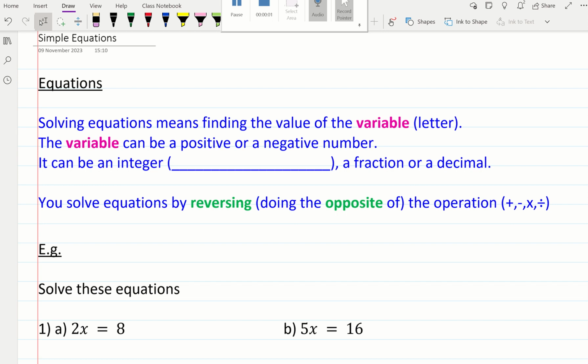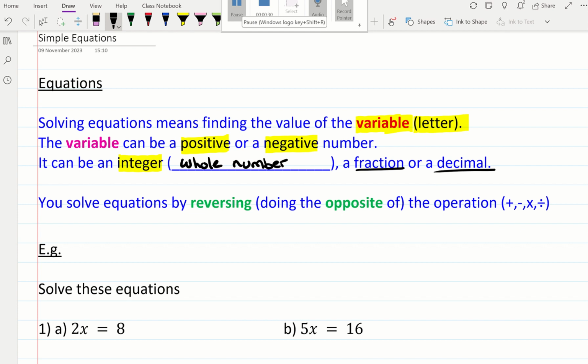In this video, I'm going to go through simple equations. Solving equations means finding the value of the variable, the letter. And the variable can be a positive or a negative number. It can be an integer. An integer is a whole number, not a fraction or a decimal. So it can be an integer, but it can also be a fraction or a decimal. The answer you get can be a fraction or a decimal.